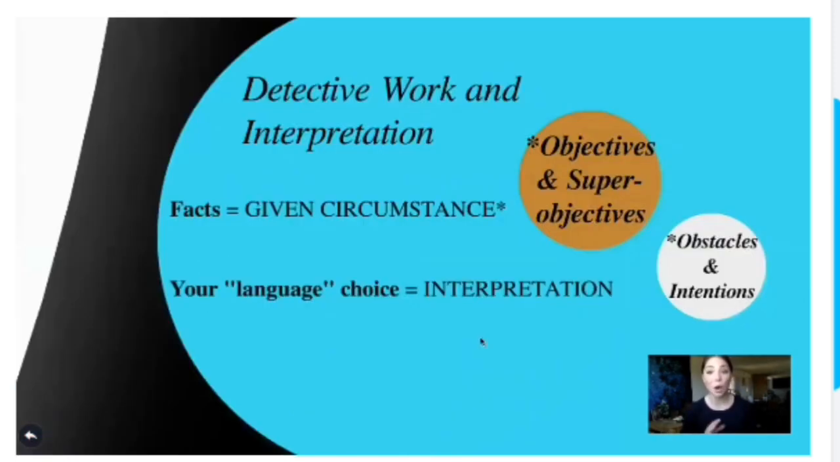All right, so we've almost covered all of given circumstance. Objectives and super objectives. Objectives being what the character wants in the scene, and the super objective being the character's deep emotional wants. We've covered obstacles and intentions. Obstacles being something that gets in the way of a character's objective or objectives in a scene, and intentions being that which the character does to overcome the obstacle.